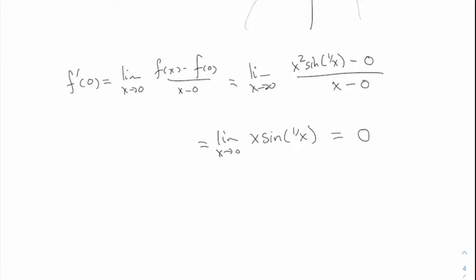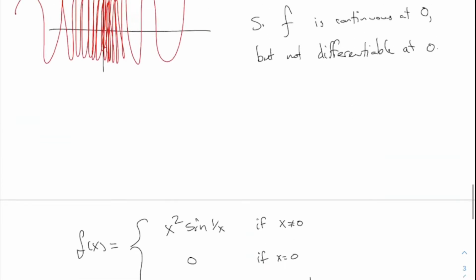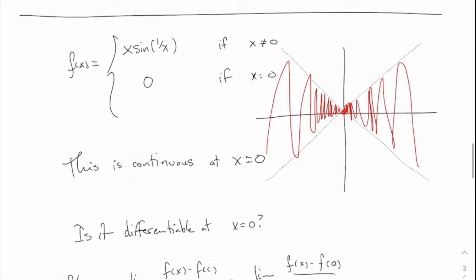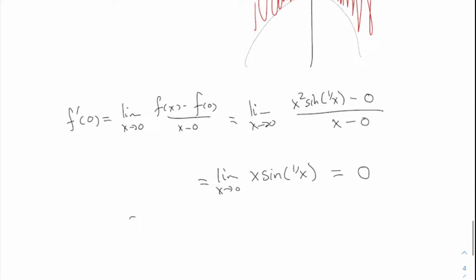So the moral of the story is that this function is differentiable at the origin when that one is not differentiable at the origin. It's a little strange. This one is differentiable at the origin. So f prime of 0 exists, right? It equals 0. So f is differentiable at 0. All right?